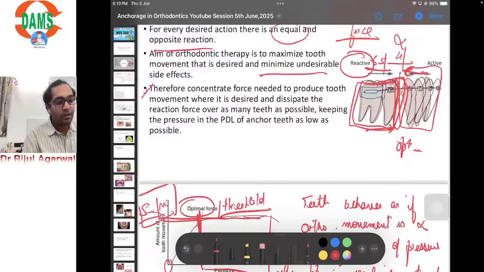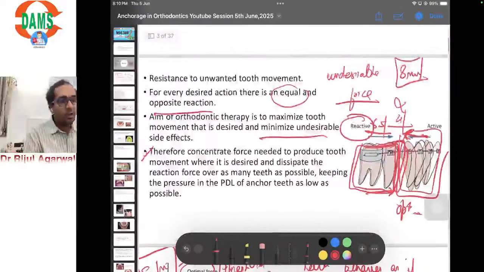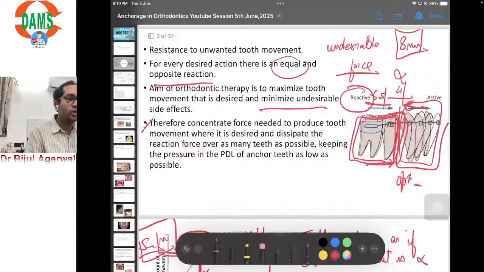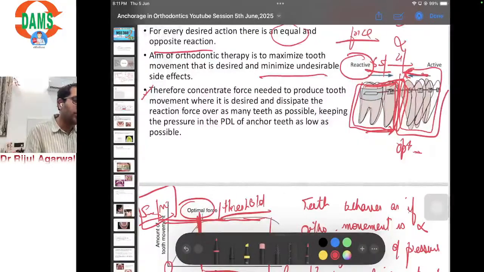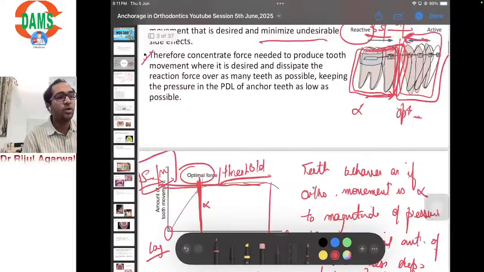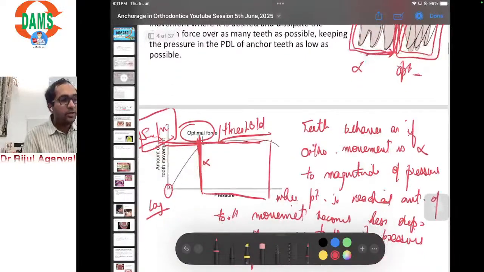So what will happen? The active unit will move according to the amount of pressure which is applied, and the desirable tooth movement will occur. But the reactive movement tooth, or the tooth where we do not want the movement, that won't move, and that is what we require in our orthodontic treatment. So that is why this graph is very important for you to understand. How do we do it? I'll tell you in the next upcoming few slides.